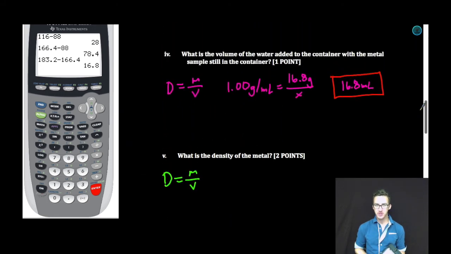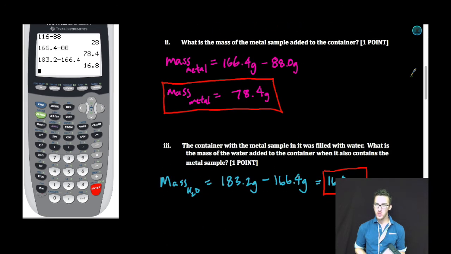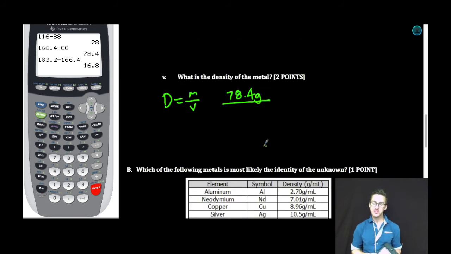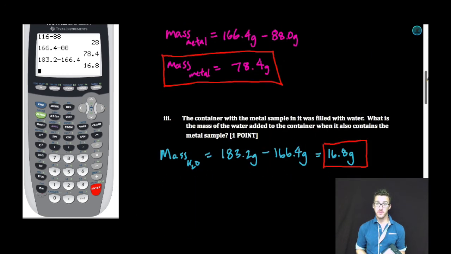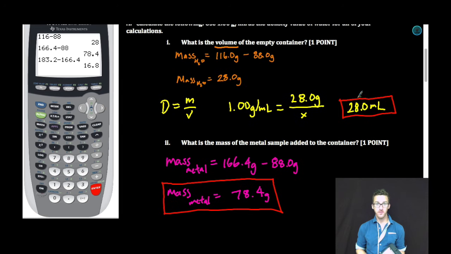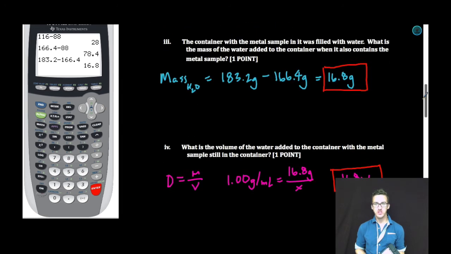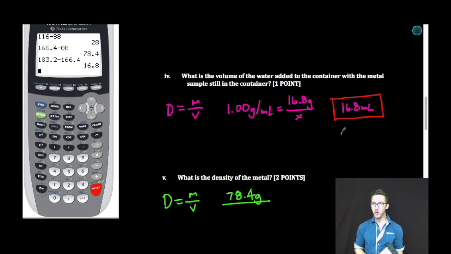Think back to some of the things that we've just solved for. We determined the mass of the metal in part II, 78.4 grams. Now we need to determine the volume of just the metal. As we think back, we haven't solved for the volume of the metal. We solved for the volume of the empty container, and we solved for the volume of the water added to the container when the metal was in it.